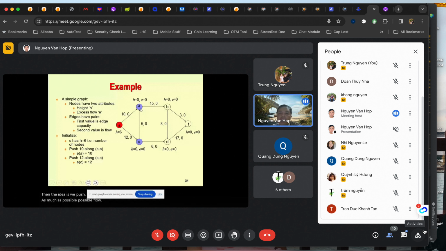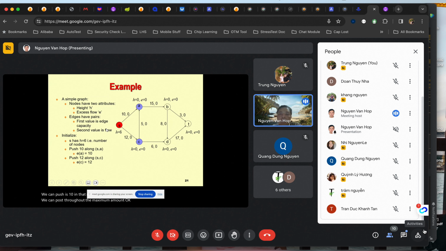Therefore, it can flow out. Yeah, but the rule is we push as much as possible of the flow from the source node to the lower one. Okay, you see that we push 10 from here because the maximum amount we can push is 10. In that case, we can push 12, the maximum amount.